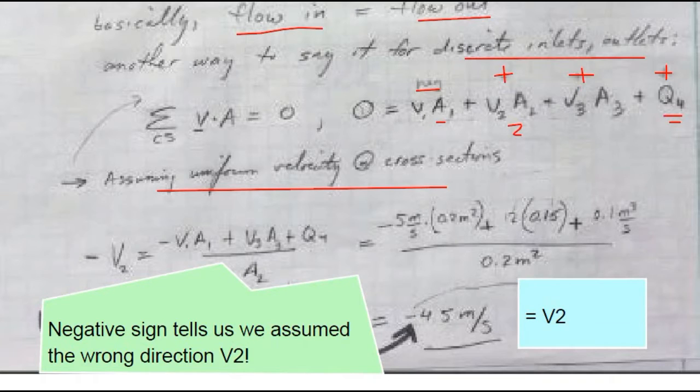So we rearrange with the algebra. We get that negative V2 is equal to these terms divided by 0.2. If you do that, you'll get that negative V2 is equal to 4.5, or V2 is equal to negative 4.5. So this negative sign simply tells us that we drew the initial assumption of V2 in the wrong direction, a little bit like statics when you ended up with a resistance force with a negative number. You guessed in the wrong direction. So that's it for this example.